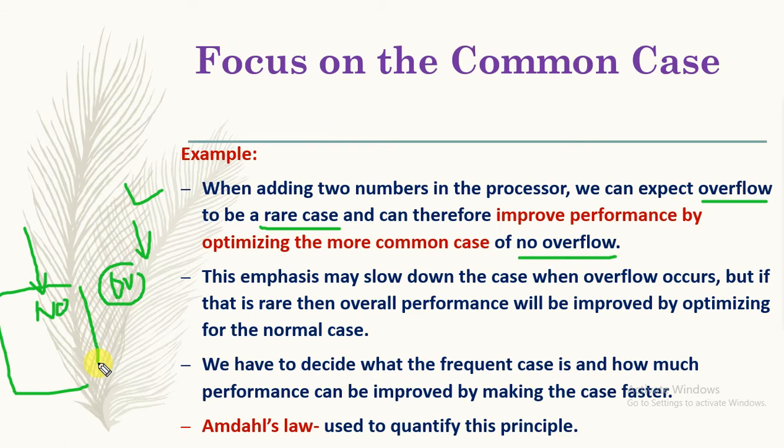A general example is given for a simple arithmetic operation. This emphasis may slow down the case when overflow occurs, but if that is rare, then overall performance will be improved by optimizing the normal case. If some problem happens with overflow, it is no problem; it will take some time in the overflow situation, but it happens only very rarely. So that is why it won't affect the entire performance that much.